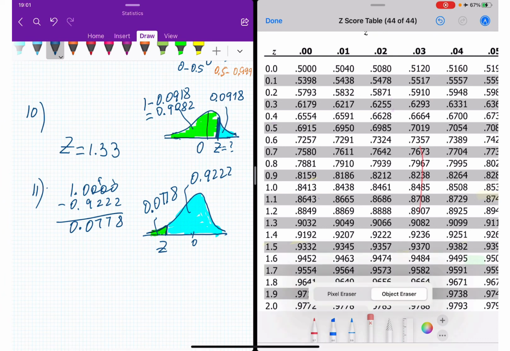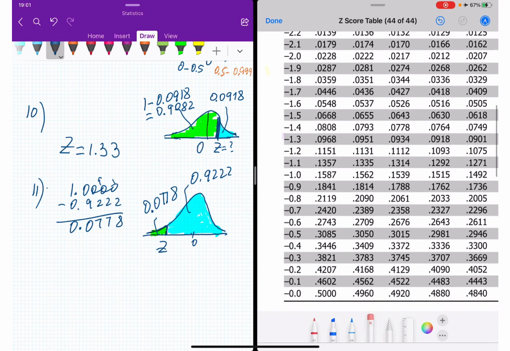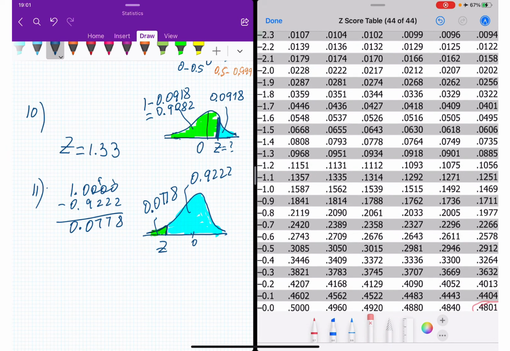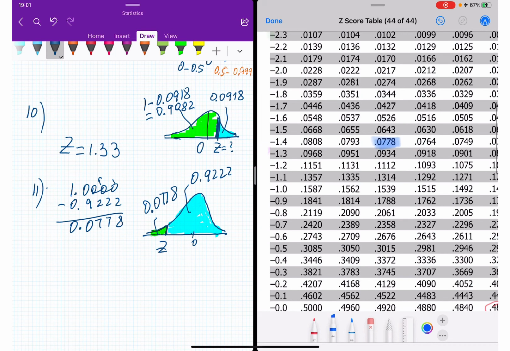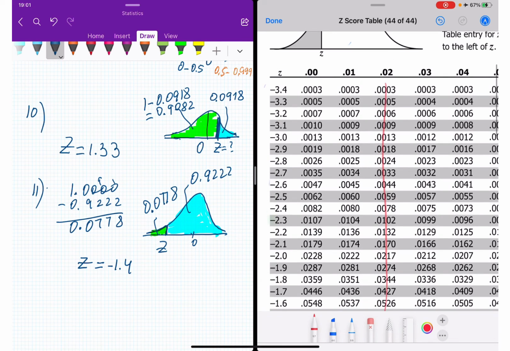Okay, 0.0778, we are going to look in the negative area, correct? So let's go see. 1.4, 0.0778. Oh, here it is. So the z-score is going to be, this one is negative 1.4, and let's go up. See what it is going to be. Oh, 2. So negative 1.42. Question number 12.